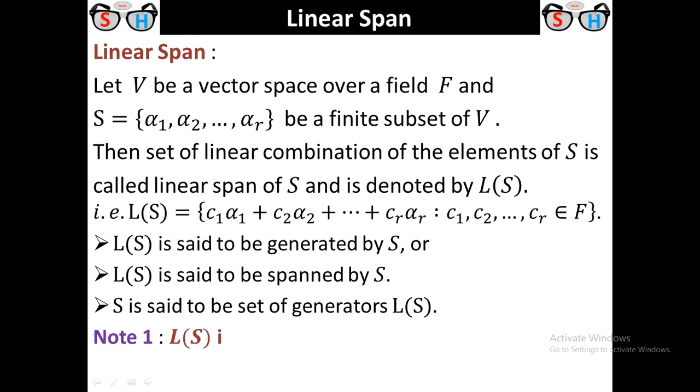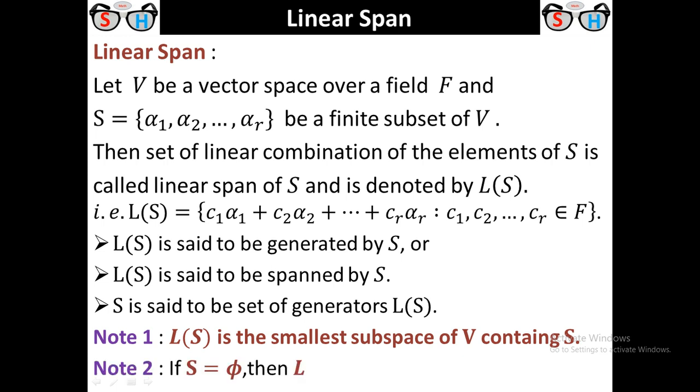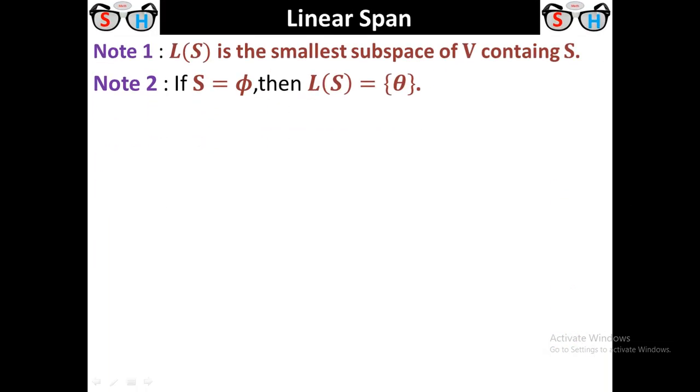We know that L(S) is the smallest subspace of V containing the set S. I proved it in the previous video, that is in part 4. Note 2: if S equals phi, then L(S) is the singleton set {theta}. Since L(S) is a subspace, it must contain the element theta, the null vector. But here S contains no element, and L(S) is the smallest subspace of V. Therefore L(S) must be the singleton set {theta}, where theta is the null vector.